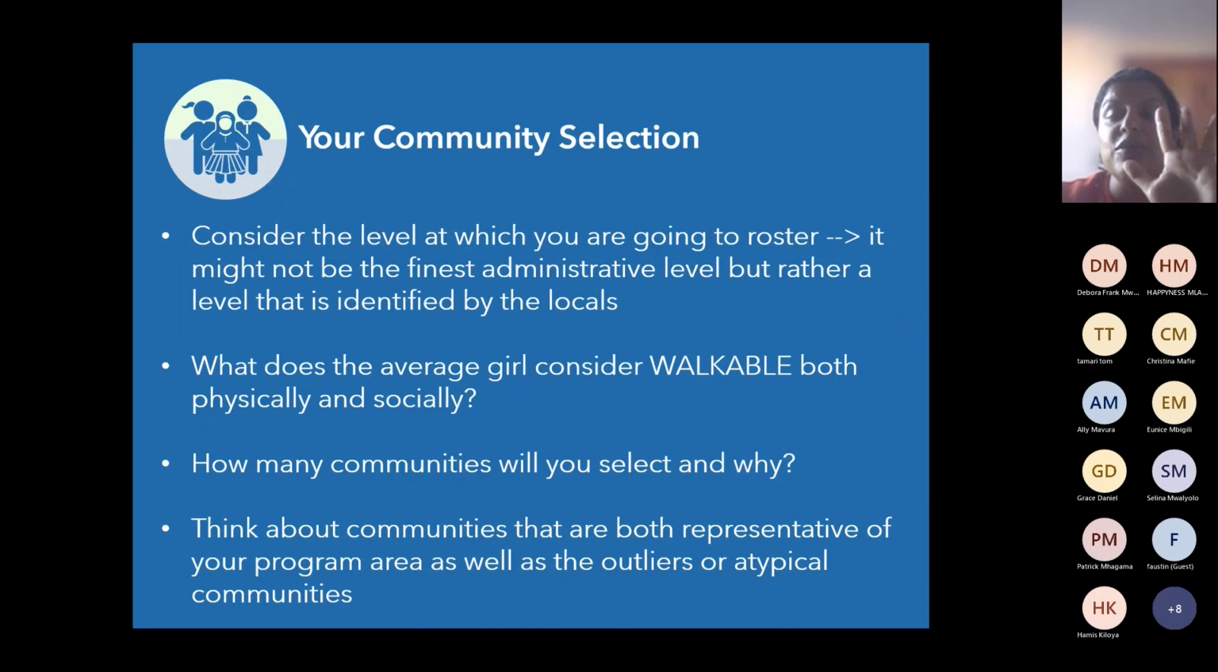Yes, Sophie, I have a question. For instance, if we select one hamlet to do the roster, should we do the roster in all households in that hamlet, or can we select a few households? No, you have to do all households in that hamlet. That's how the girl roster works.